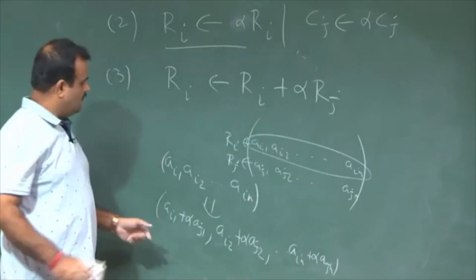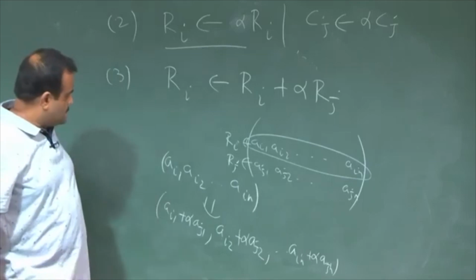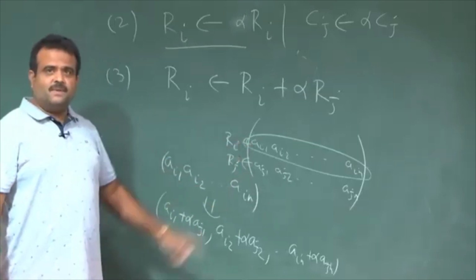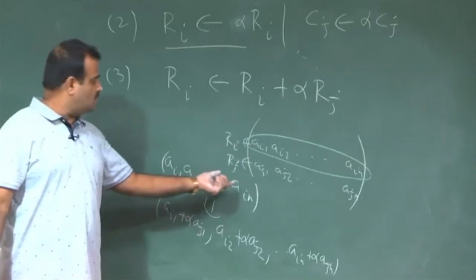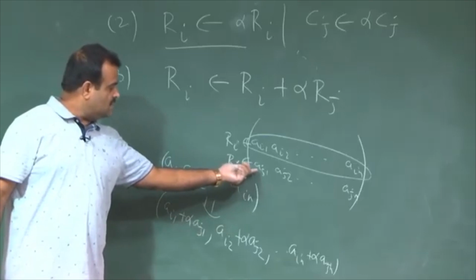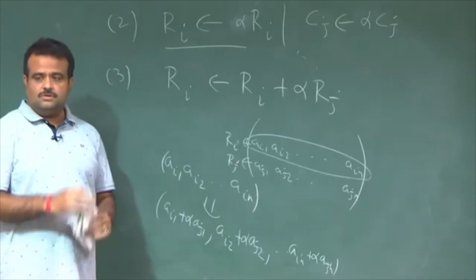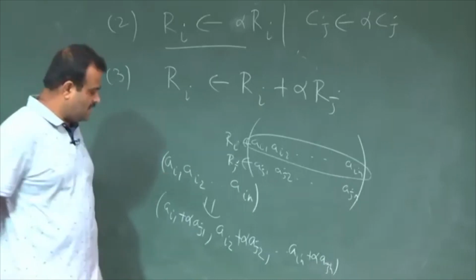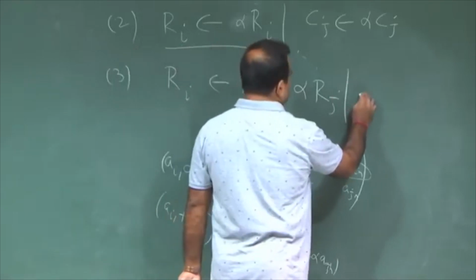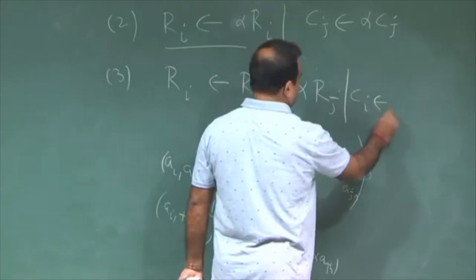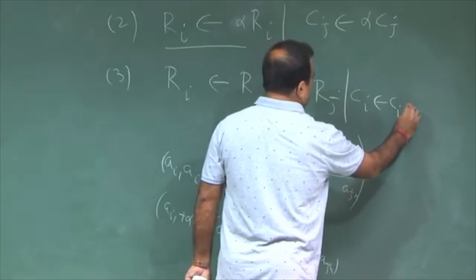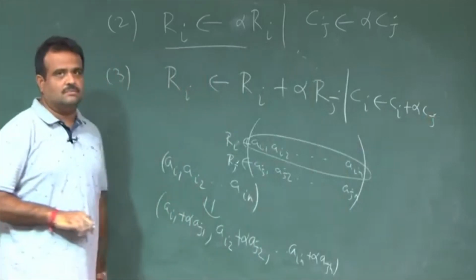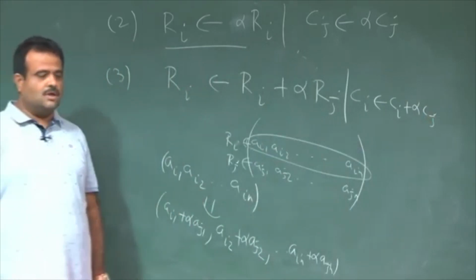So, this is the way we continue. This row is replaced by this row plus a scalar multiple of the other row. We will do this type of operation, and similarly we can do it for columns also. So, the ith column can be replaced as Ci plus alpha times Cj. Similarly, we can do the same operation on the columns. So, this will be the elementary column operation.